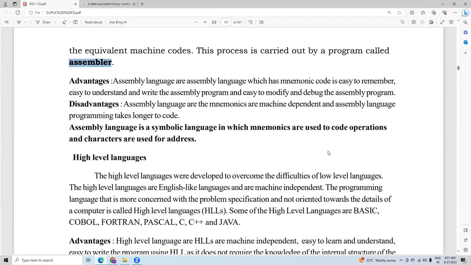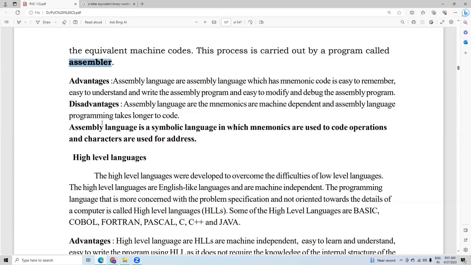What are the advantages? Easy to code, easy to remember the commands, easy to write, easy to find errors because it is all in English, right? Easy to modify. The drawback is what? It's a non-portable language. That means a program written in one model of computer will not work on another model of computer. It works only for a particular model. That is a problem. For example, assume there is a machine, Intel Core i3. Whatever set of mnemonics is there will not work for another model of computer. That is the main drawback.